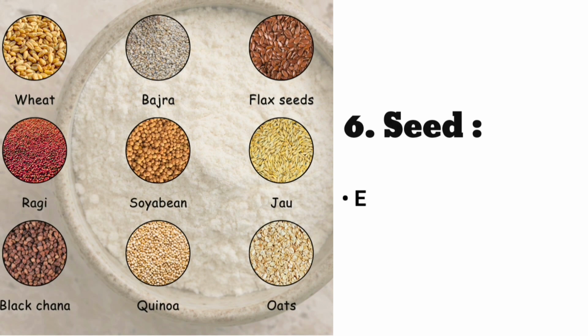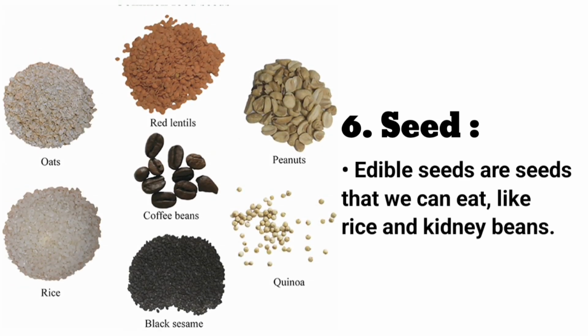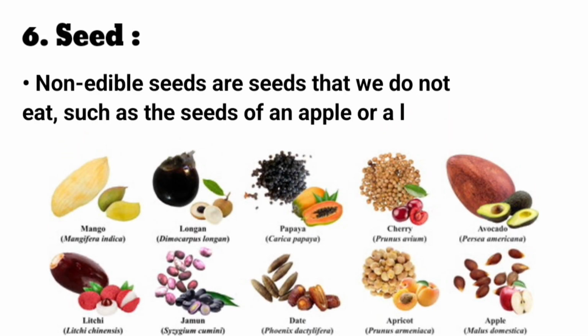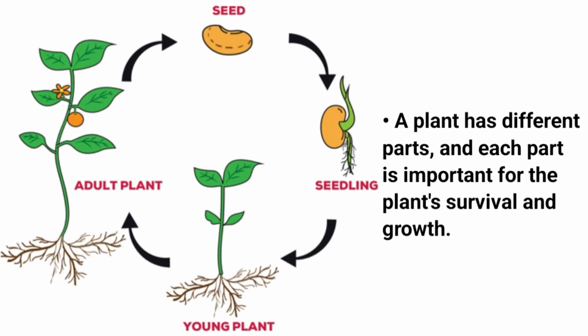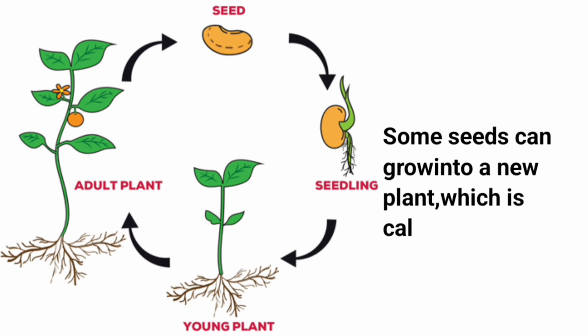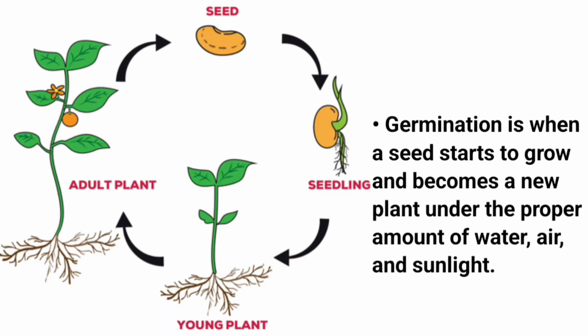Next, seeds. Edible seeds are seeds that we can eat, like rice and kidney beans. Non-edible seeds are seeds that we do not eat, such as the seeds of an apple or a lemon. A plant has different parts and each part is important for the plant's survival and growth. Some seeds can grow into new plants, which is called germination. Germination is when a seed starts to grow and become a new plant under the proper amount of water, air and sunlight.